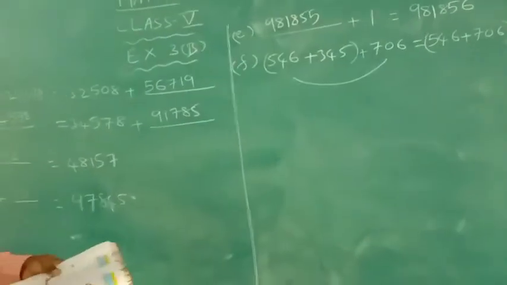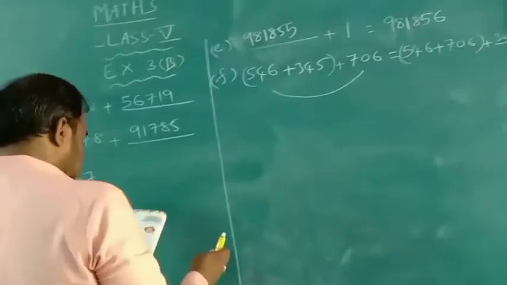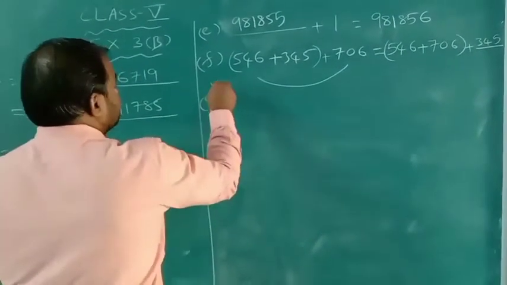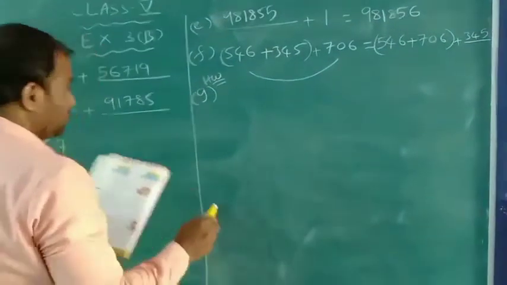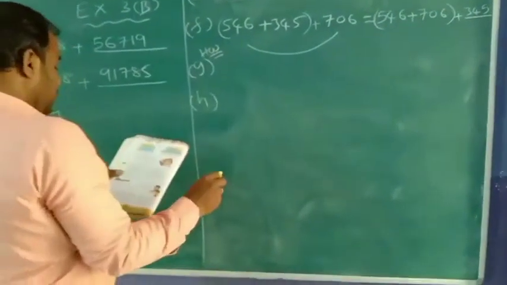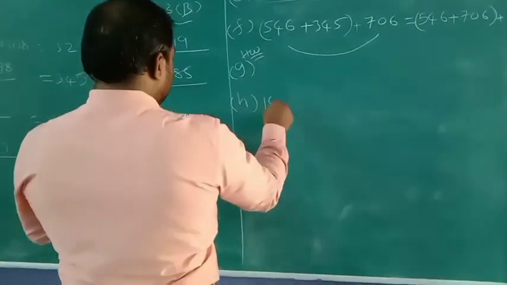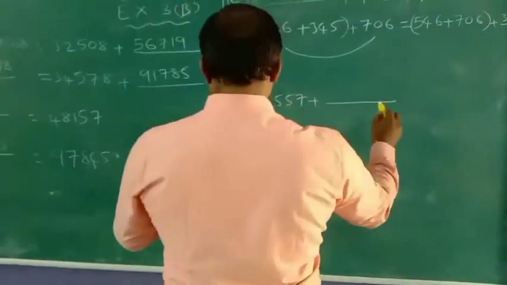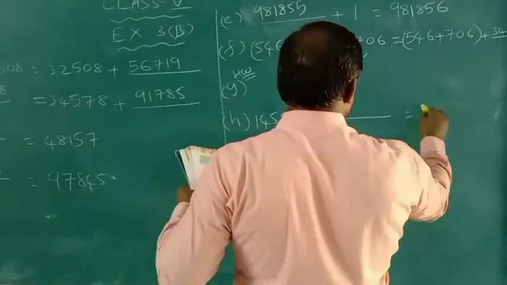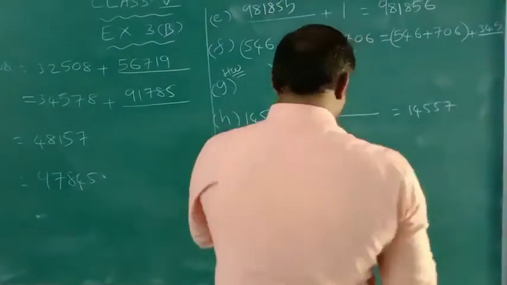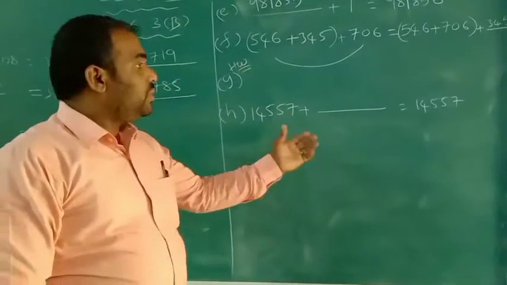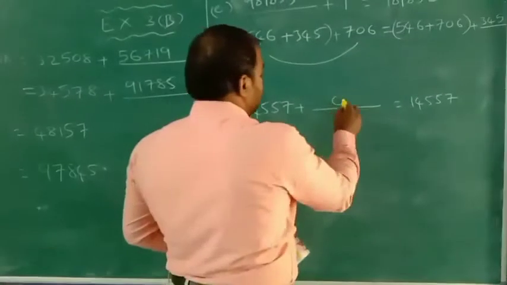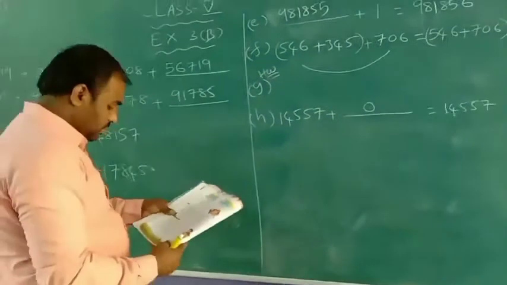Next. G is homework, beta. G is homework. Next, H. H1, see here, 14,557 plus dash. 14,557. Left side same number, right side same number. How much are we adding, sir? Nothing. 0. Okay, beta.